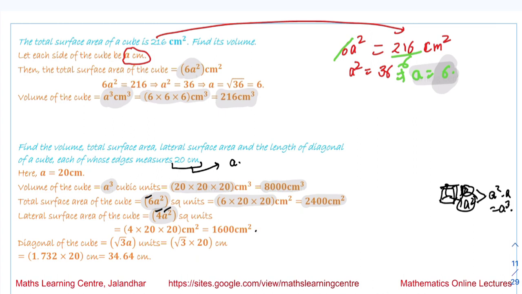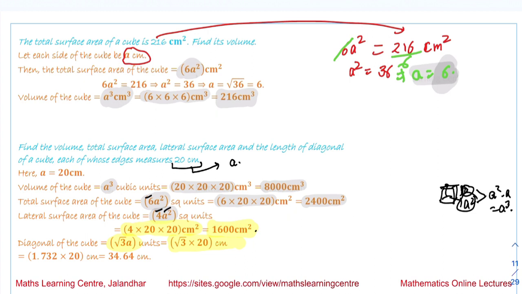So lateral surface area when we solve it is 4 times a square. So the value we will get is 1600 centimeter square. Next we have to calculate the length of the diagonal. The formula for length of the diagonal is root 3 times a. So it is root 3 times 20.